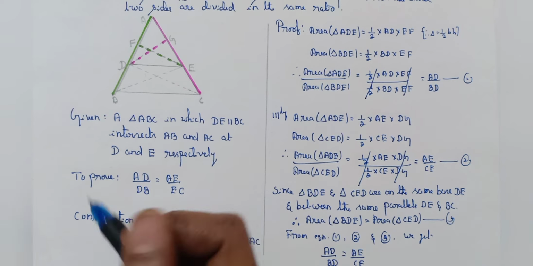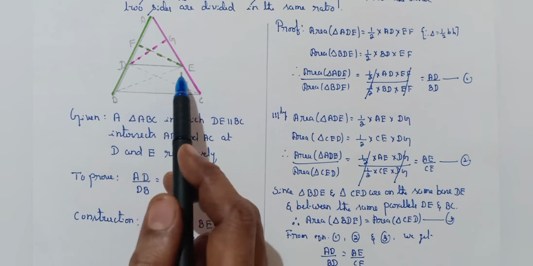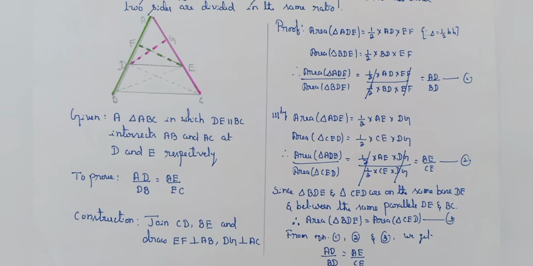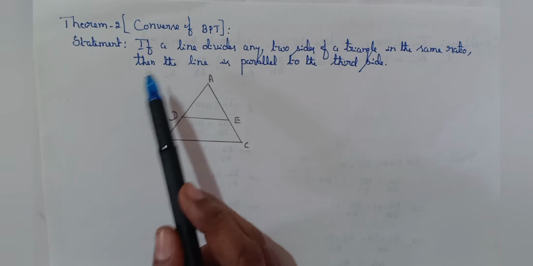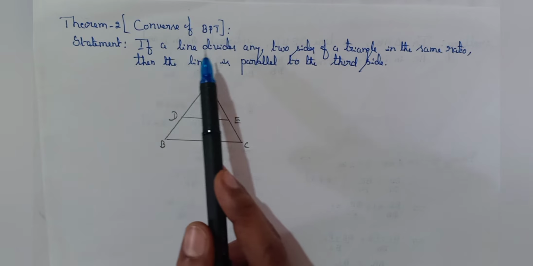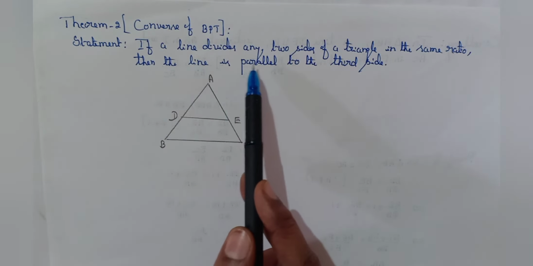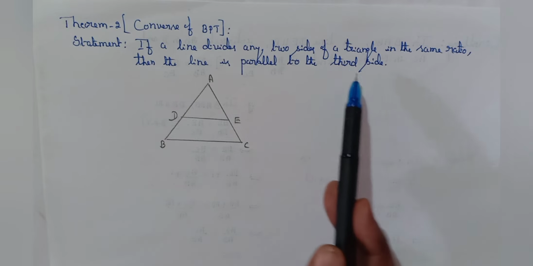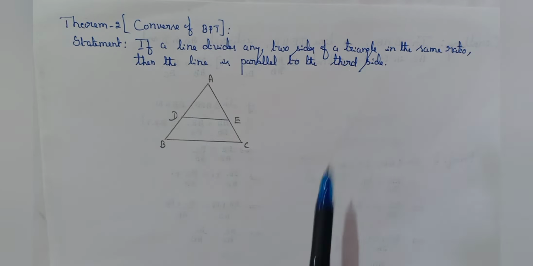It means the line drawn parallel to one side of a triangle divides the other two sides in equal ratio. The next is theorem 2. It is the converse of the basic proportionality theorem, or converse of Thales theorem. It states that if a line divides any two sides of a triangle in the same ratio, then the line is parallel to the third side.